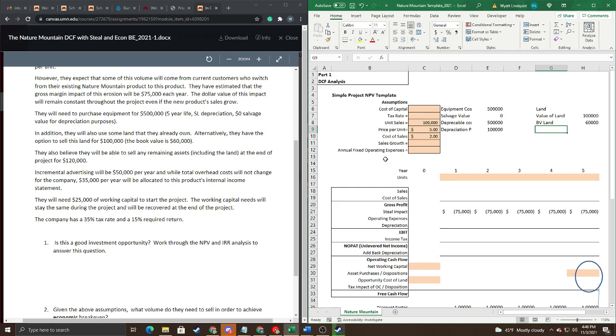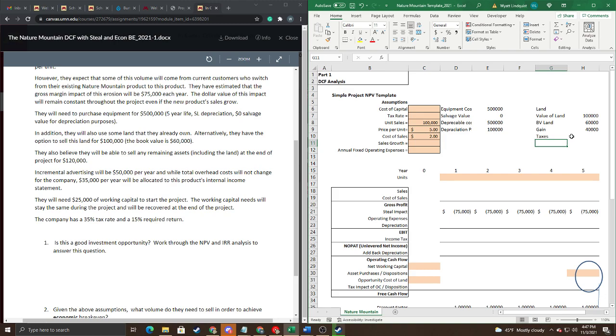Now if they sold the land today, they would get $100,000. They would have a book value of $60,000. So they would make a gain on the sale of the land of $100,000 minus $60,000. They would need to pay taxes on the gain. So taxes equals, they would need to pay taxes of $40,000 times, we don't have the tax rate yet, so we can't do that yet, but at least we're building it out.